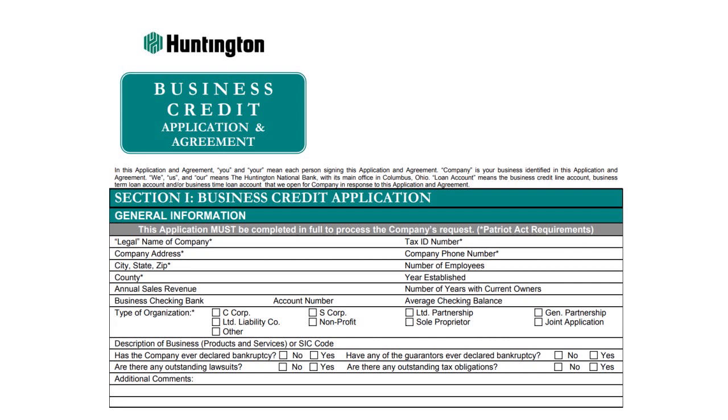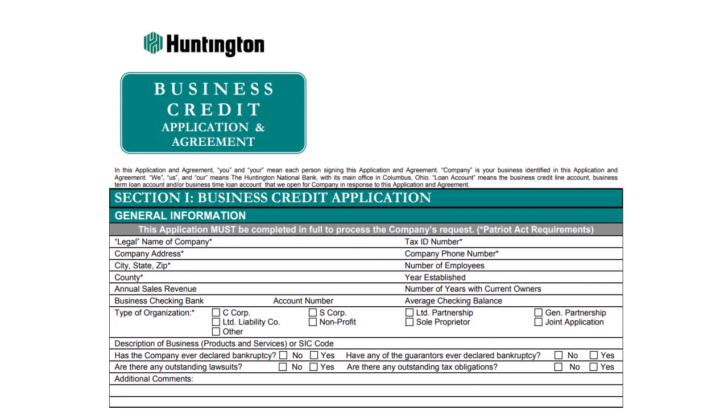Here they care about your liquidity and the type of organization. Here you have to say if you're a C Corp, S Corp, LLC, LLP, all that kind of stuff. Now they want you to describe what kind of products and services that you offer. Okay, and if your company has ever declared bankruptcy, you want to indicate that. And if any of the guarantors ever declared bankruptcy, they want to indicate that.